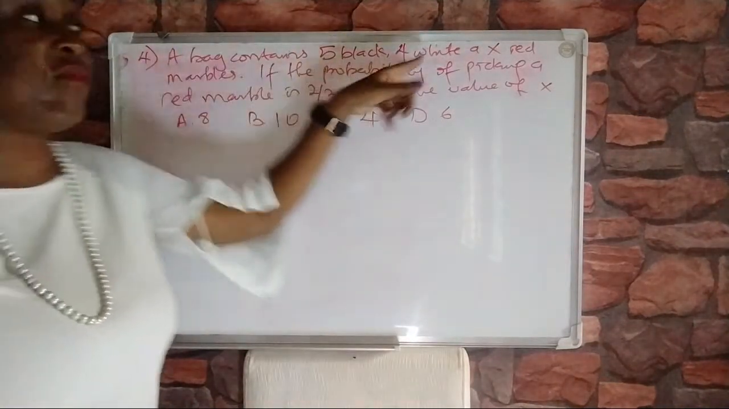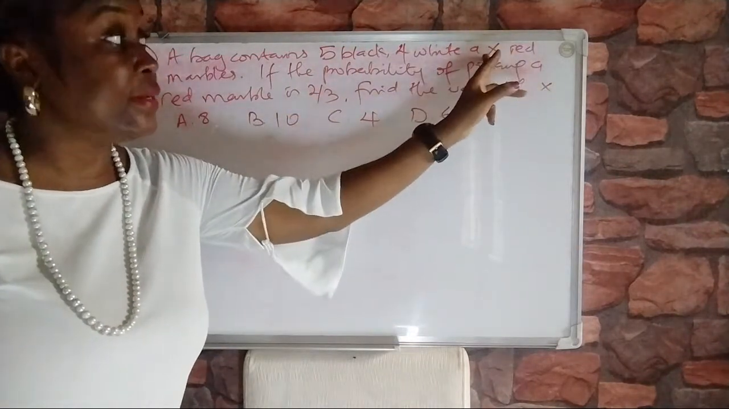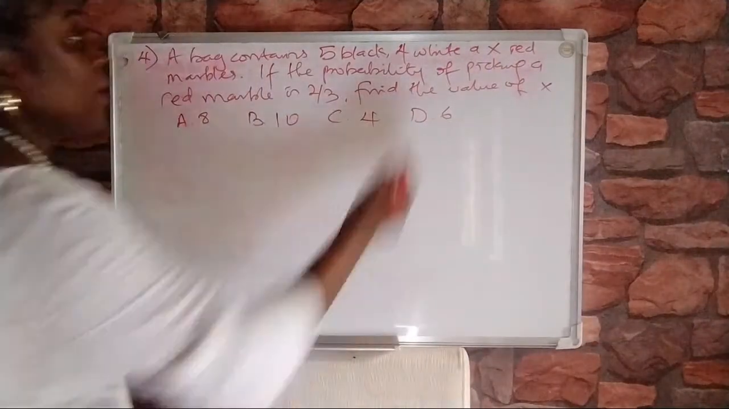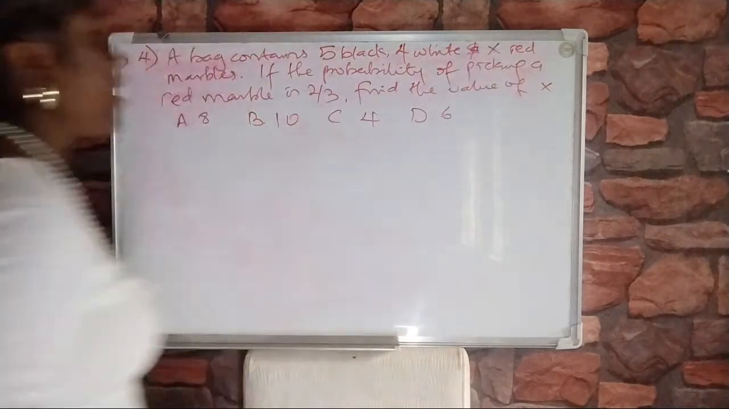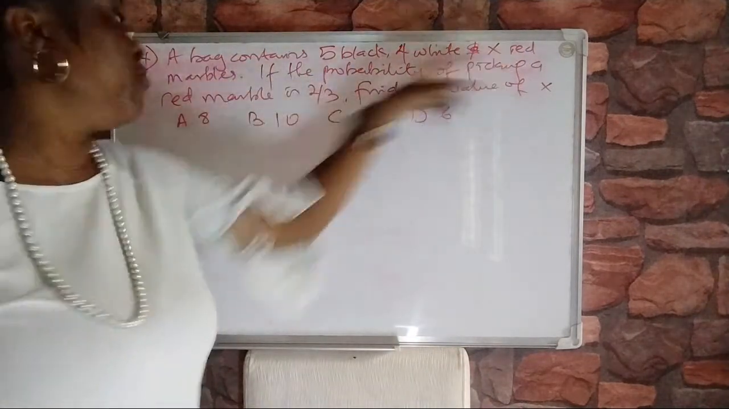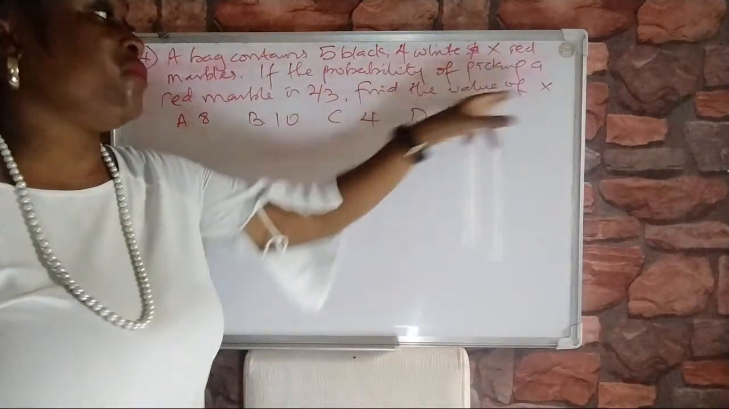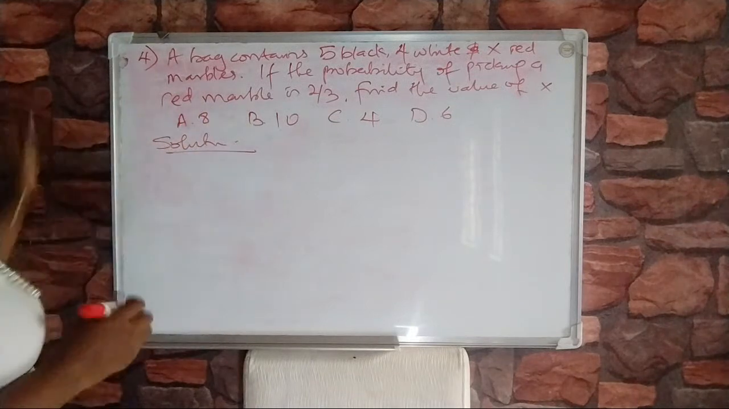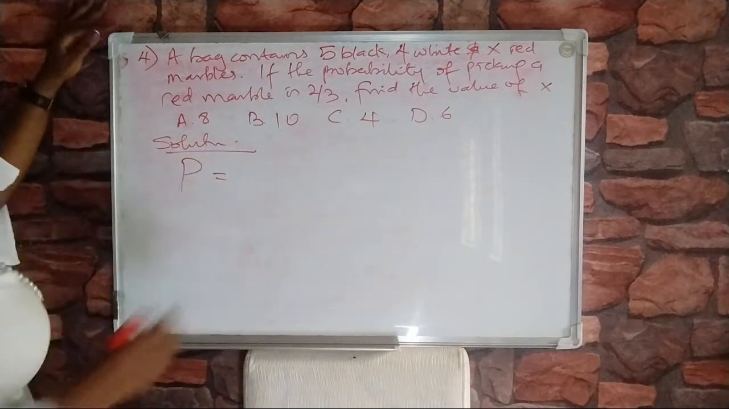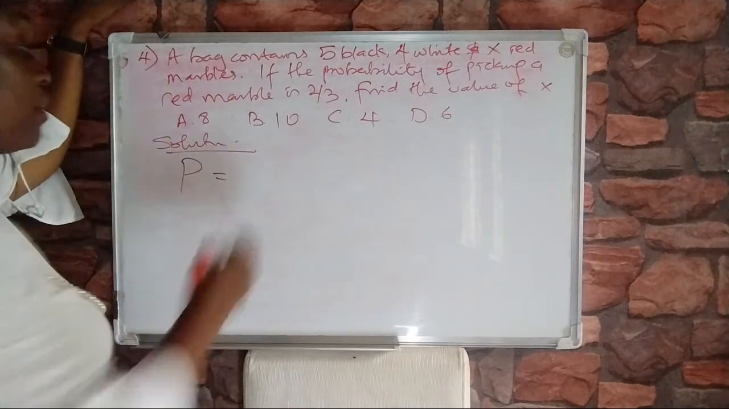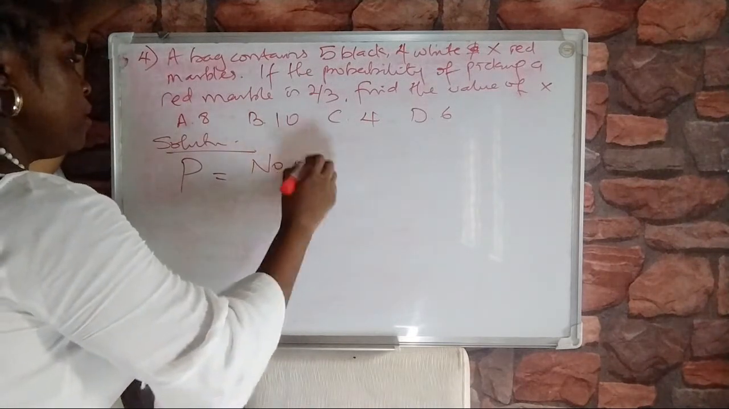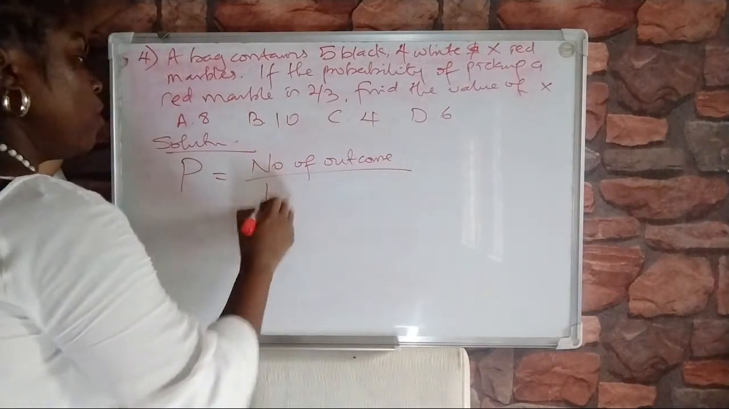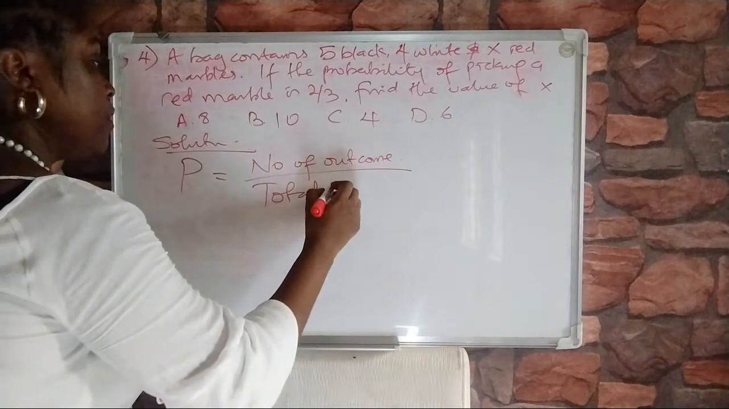So let's read it again. A bag contains 5 black, 4 white, and X red marbles. If the probability of picking a red marble is 2 over 3, find the value of X. Solution, right? So we know the probability of an outcome is the number of outcomes of that particular outcome all over the total outcomes.